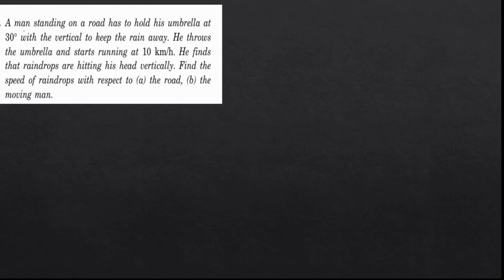In this question we have been told that a man is standing on a road and he is holding an umbrella at an angle of 30 degrees. That means rain is falling on the man at an angle of 30 degrees. When he throws the umbrella away and starts running at 10 kilometer per hour, we need to find the speed of the raindrop with respect to the road and this man. Okay, say this is the ground.